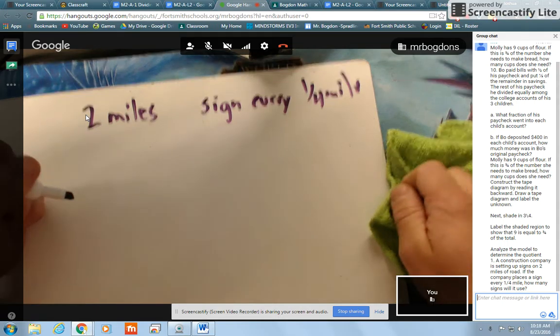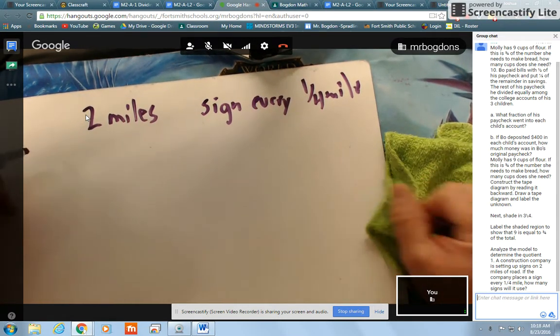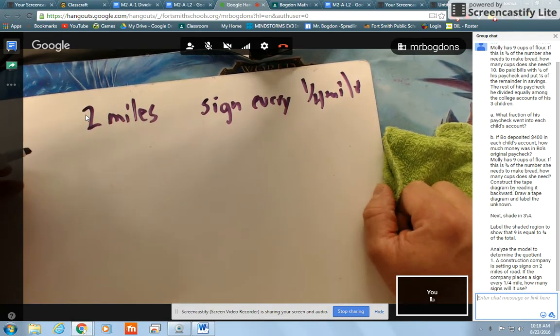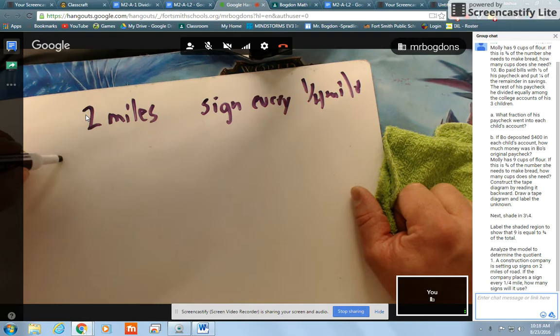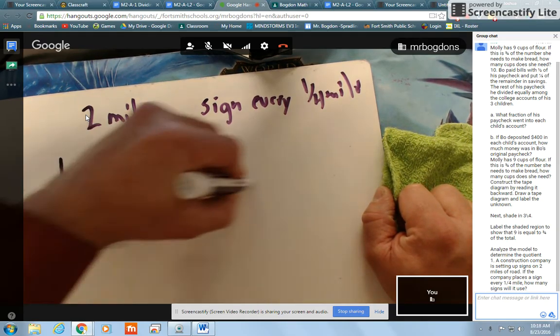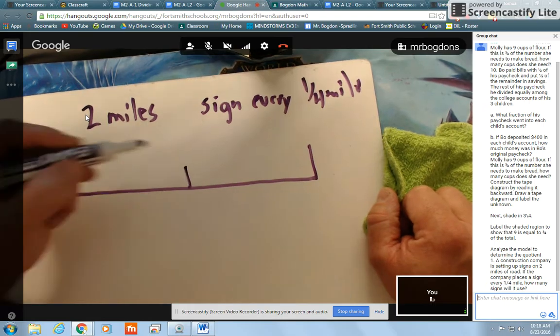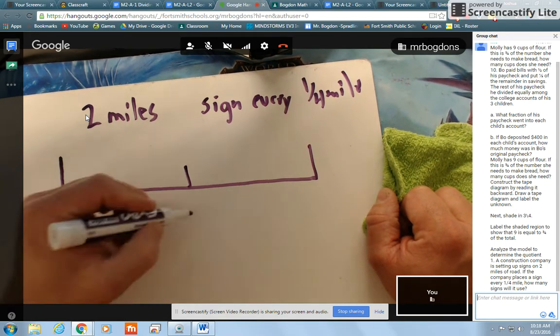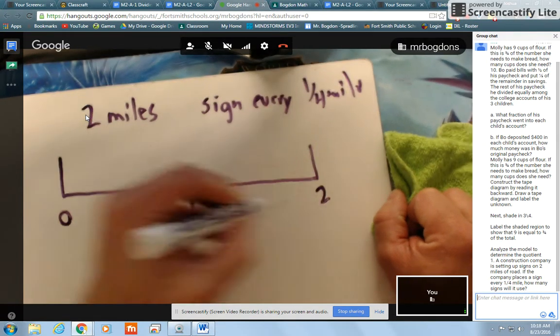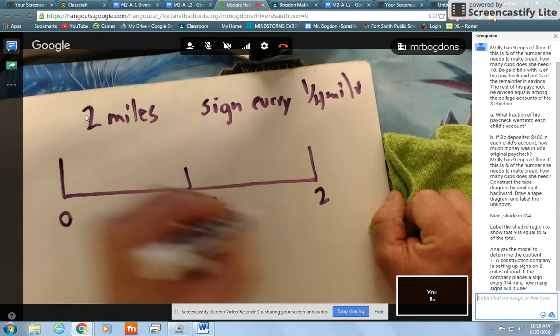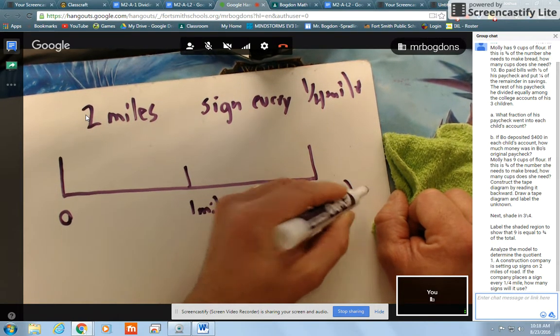You've got a model? Okay. So what do you use, like a number line? Okay. I'm going to modify that just a bit. I'm going to basically have the same that you did. So you said that you had 1 mile, then 2 miles, right? Something like that? Okay.